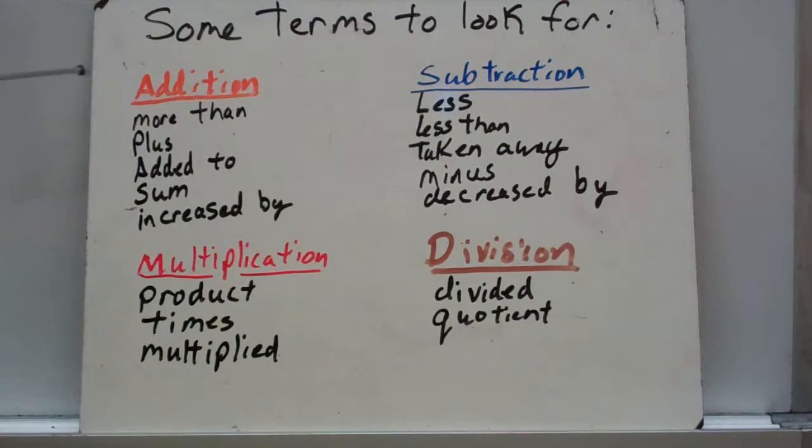So for addition, we have more than, plus, added to, sum, increased by. For subtraction, we have less, less than, taken away, minus, or decreased by. For multiplication, we have product, times, and multiplied. And division is divided and quotient. Let's look at some examples for this.